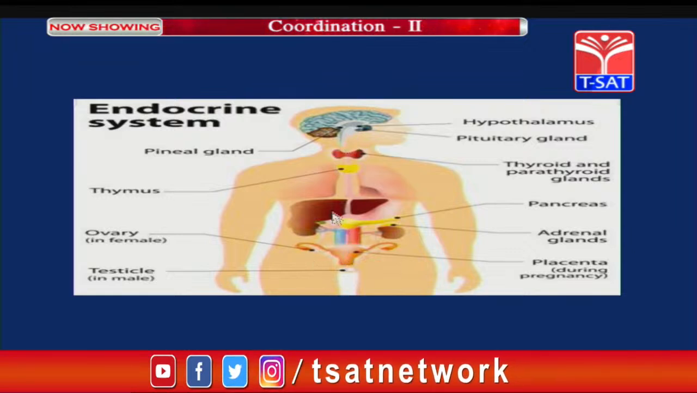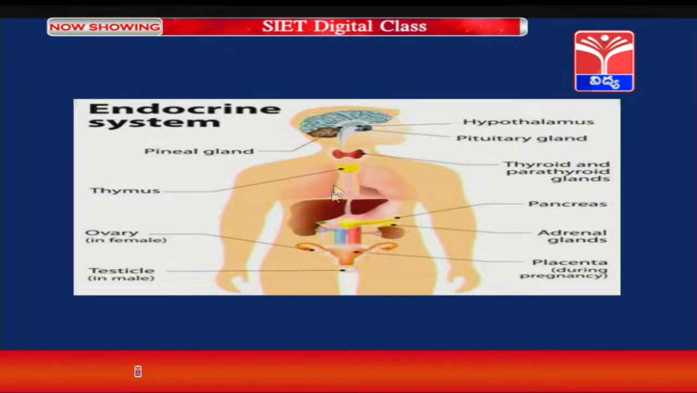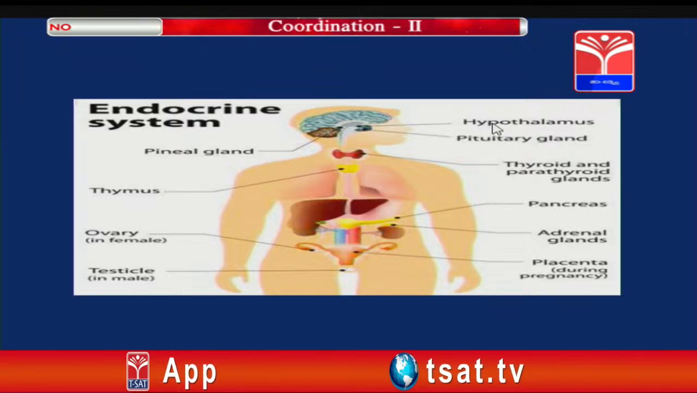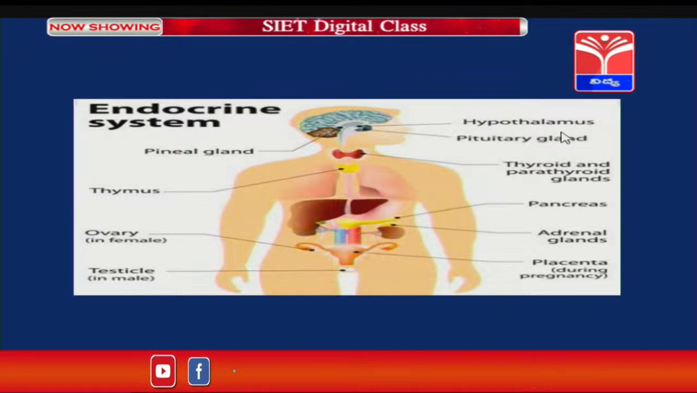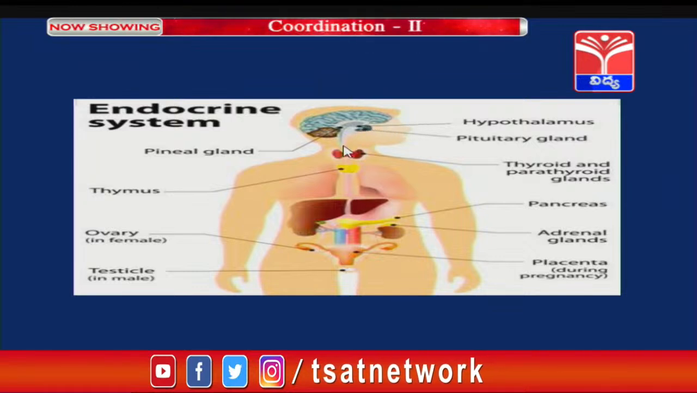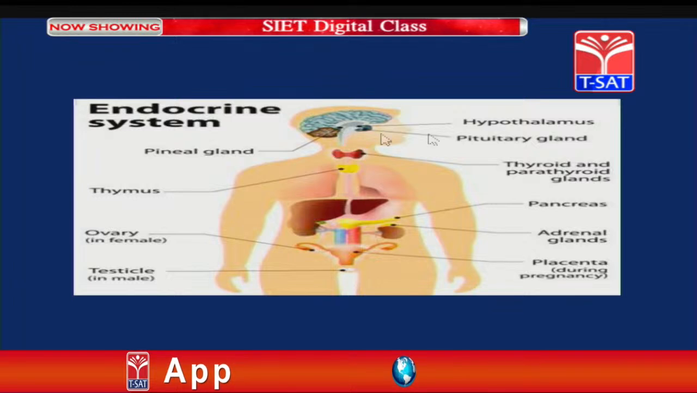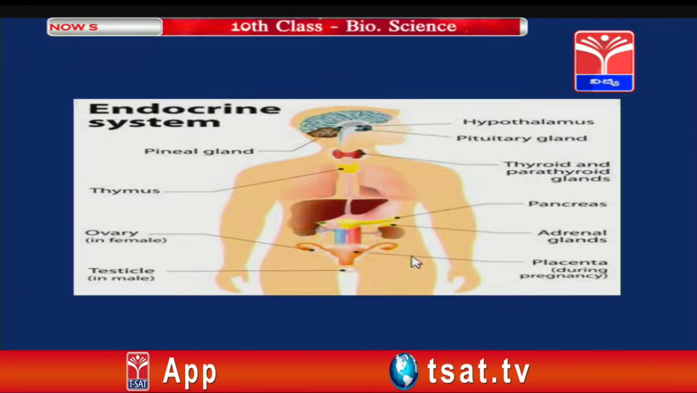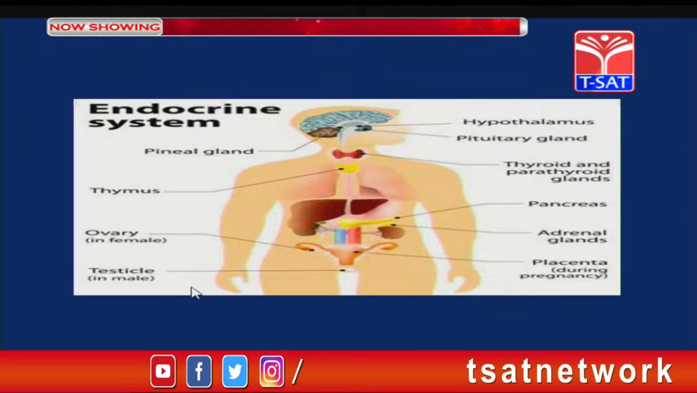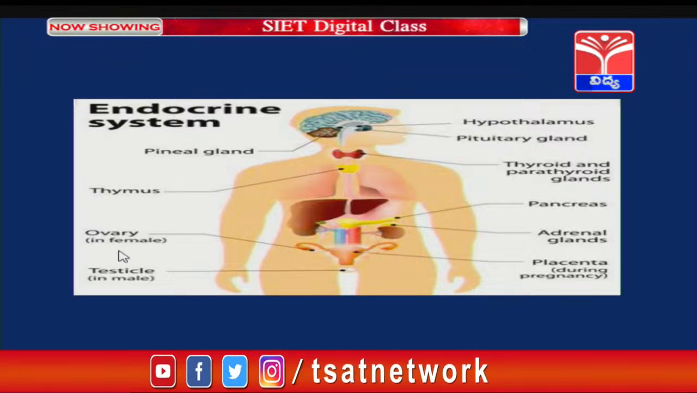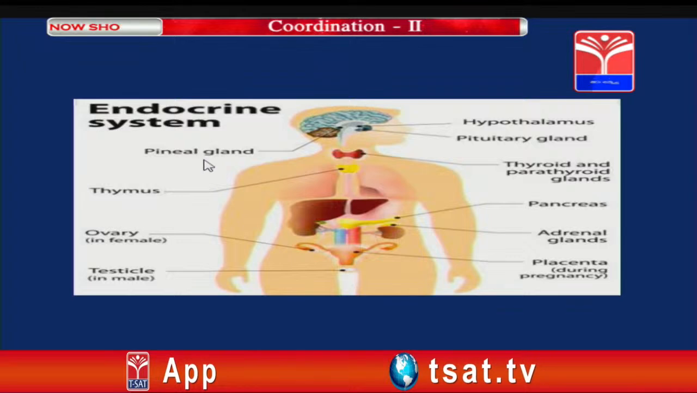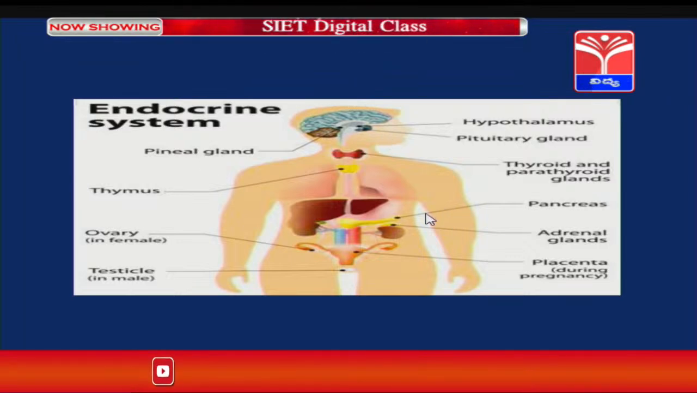This picture shows the location of various endocrine glands in our body. All these are the endocrine glands, starting from the hypothalamus. The hypothalamus is an integral part of the endocrine system, with the key function of linking the nervous system with the endocrine system through the pituitary gland. This is the thyroid gland, this is the pancreas, the yellow colored part, the adrenal gland which is present at the anterior part of the kidney, in males testicles and in females ovary, and here in the chest region the thymus gland, and in the epithalamus region we have the pineal gland. All these are different endocrine glands.